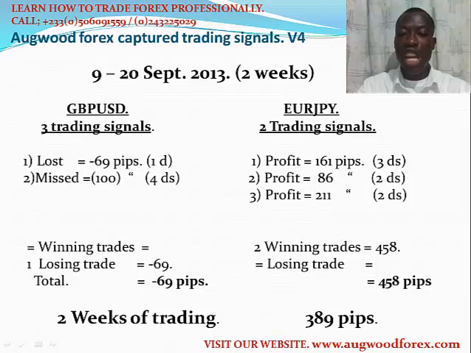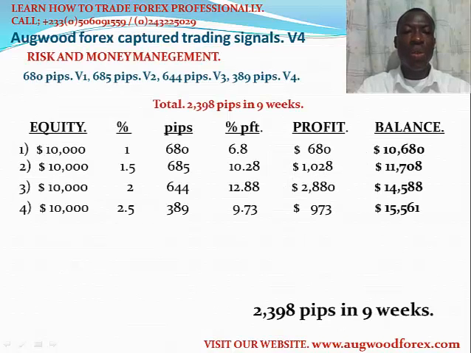So now when we come to risk and money management section, in video 1 we made a profit of 680 pips, and also in video 2 we made a profit of 685 pips. In video 3 there was 644 pips profit recorded, and also in video 4, which is what we are treating now, we recorded 389 pips. So in total it all sums up to 2,398 pips in 9 weeks.